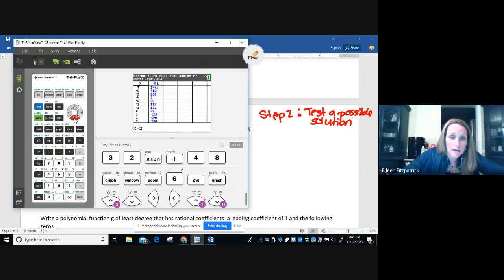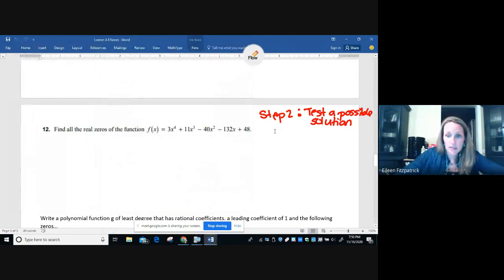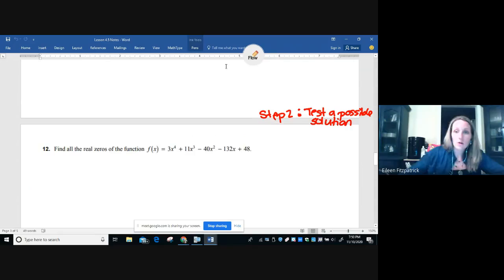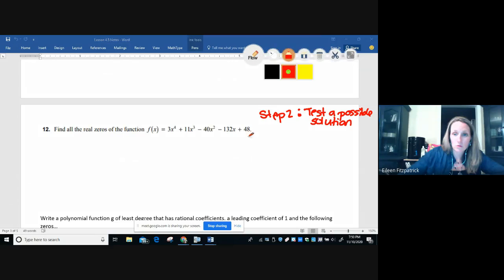Let's come down here. No good ones. I'm just going to stick with that one coordinate. All right, so -4, 0. When x is -4, I get 0 as my y value. So step 2 is to test a possible solution. Well, on that long list, -4 was one of my possible solutions. So I'm going to put -4 here.